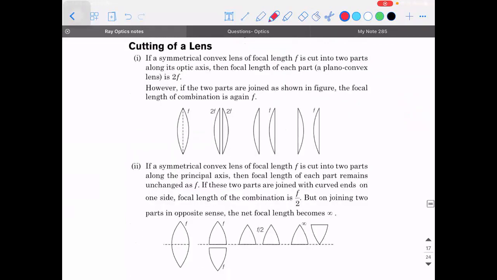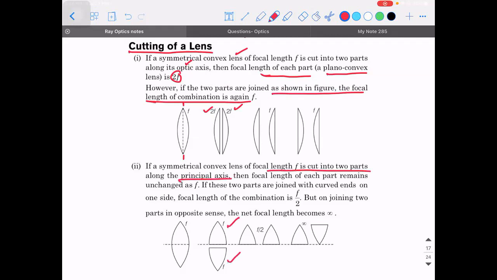Next, when you cut a lens: if a symmetrical convex lens of focal length f is cut into two parts along the optical axis, then the focal length of each part is 2f. Remember, it is the optic axis. Optic axis means it is perpendicular to the principal axis. However, if the two parts are joined as shown in the figure, the focal length of the combination is again f.